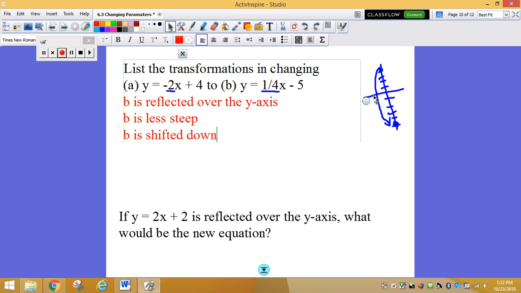And then you have to put how many it's shifted. So if I'm at 4 and I go down to -5, we're going down 1, 2, 3, 4, 5, 6, 7, 8, 9. So B is shifted down 9.